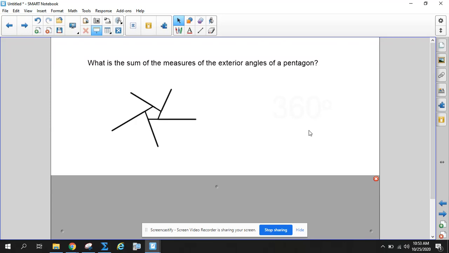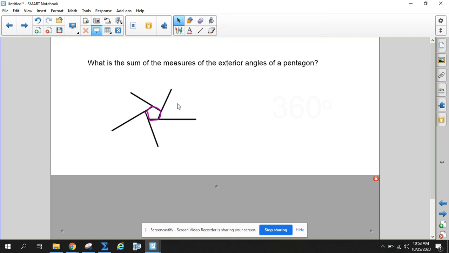This problem is asking me to find the sum of the measures of the exterior angles of a pentagon. To illustrate the way that we would solve this problem, I drew a pentagon. You can see the pentagon that's inside here. A pentagon is a five-sided shape. So here's my pentagon inside here.